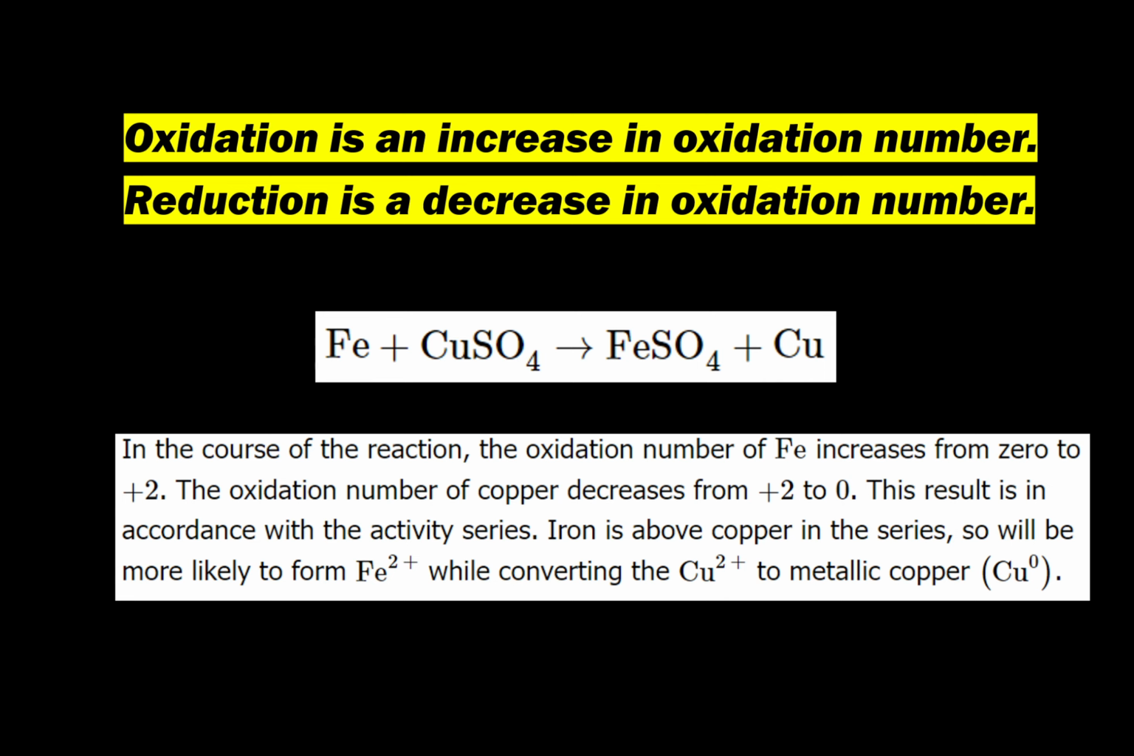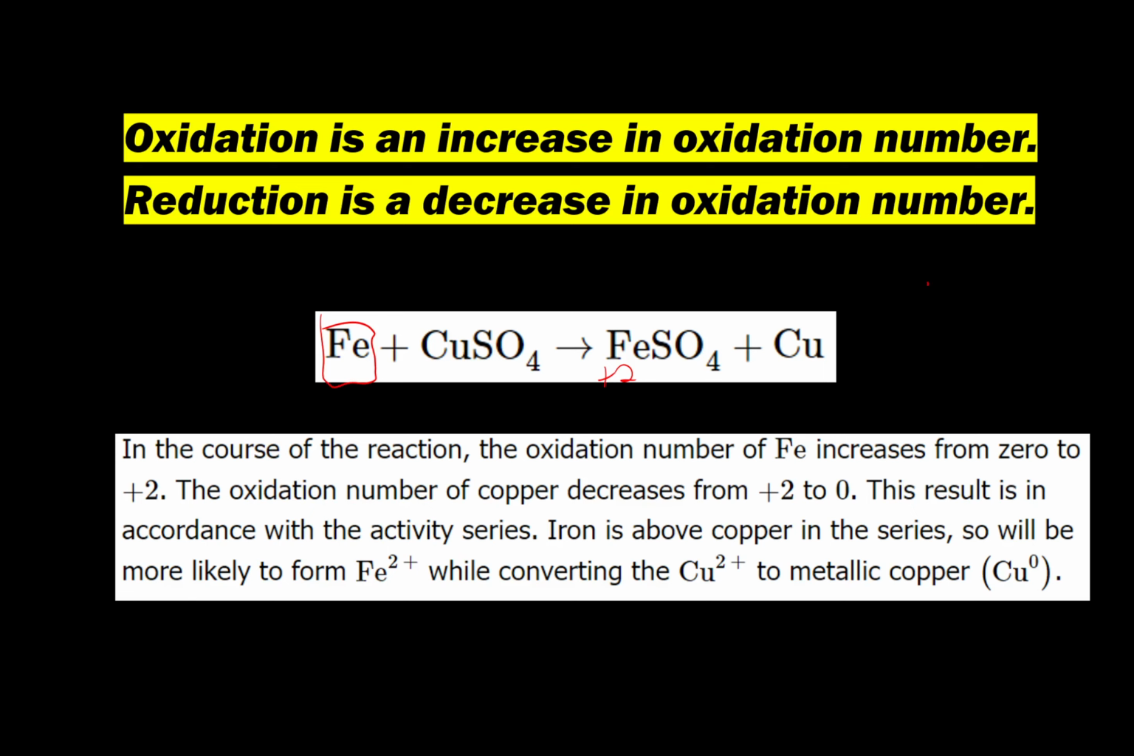So we're looking at elemental iron reacting with copper sulfate, a displacement reaction. As I said before, displacement reactions are redox reactions as well. Iron, the more active metal, displaces copper to create ferrous sulfate, or iron sulfate, and we have elemental copper. In the course of the reaction, the oxidation number of iron increases from zero, because anything in its elemental state is zero, to plus 2.